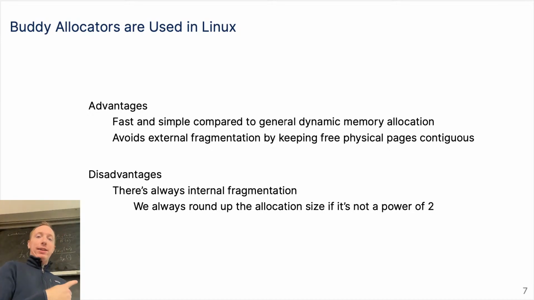But first, yeah, buddy allocators are definitely used in Linux. They're fast and simple compared to the general case where you have to fill allocations of any size. It avoids some, but not all, external fragmentation by keeping the free physical pages contiguous. And there's always going to be some internal fragmentation if your requests aren't powers of 2, because you always round up to the next power of 2.